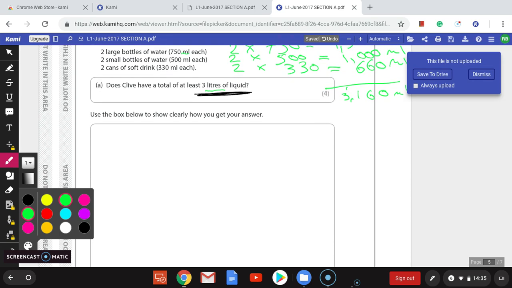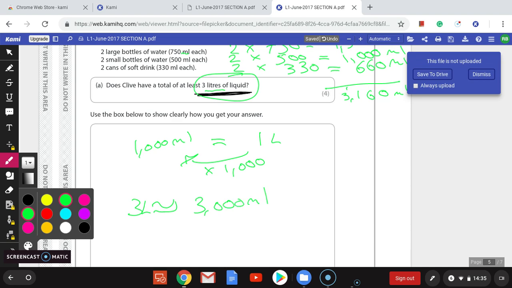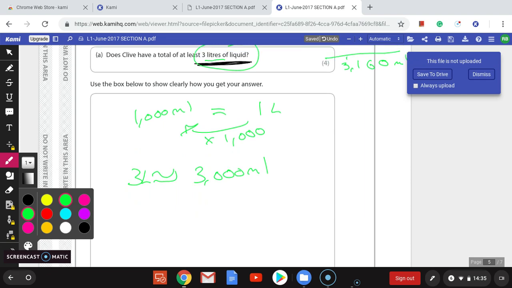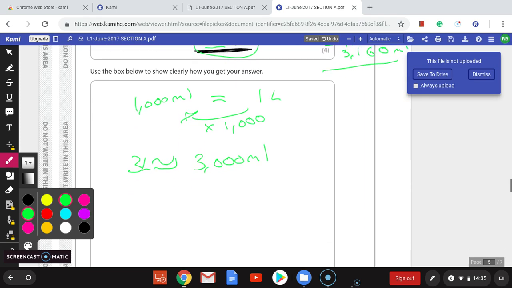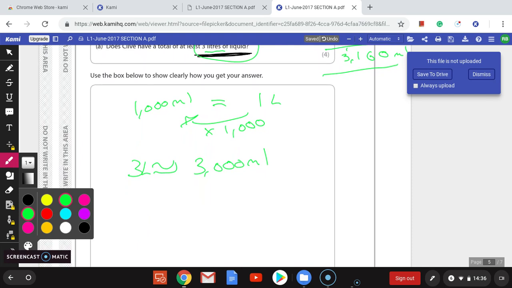He wants to know that's the same as 3 litres. So you need to know something, and that is 1,000 millilitres equals 1 litre. So to go from litres to millilitres, you times by 1,000. Okay, so that means 3 litres equals 3,000 millilitres, and you have 3,160 millilitres. So Clive does have at least 3 litres. He has more than that. So yes, Clive has at least 3 litres. There we go.